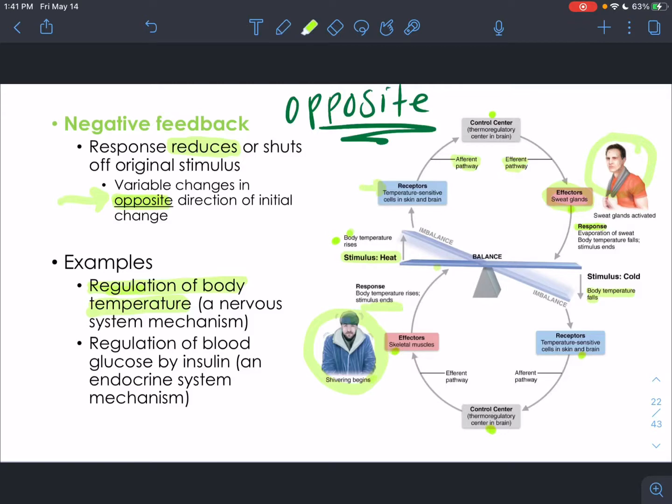Okay. Another example is the regulation of blood glucose. Okay, if our blood sugar is too high, we want to lower it. If our blood sugar is too low, we want to increase it. Okay, so that's negative feedback.